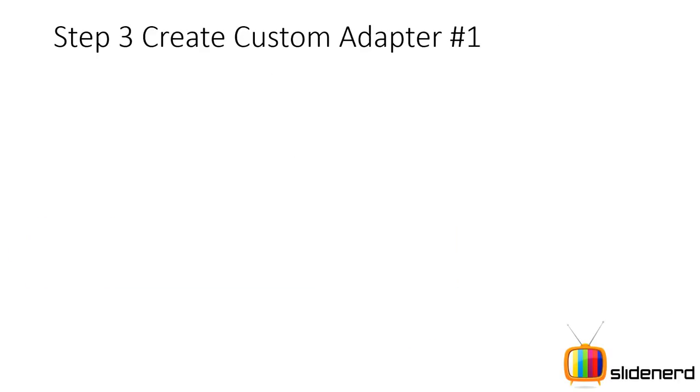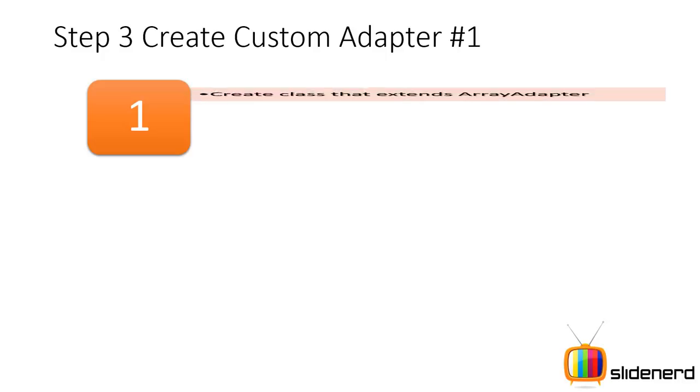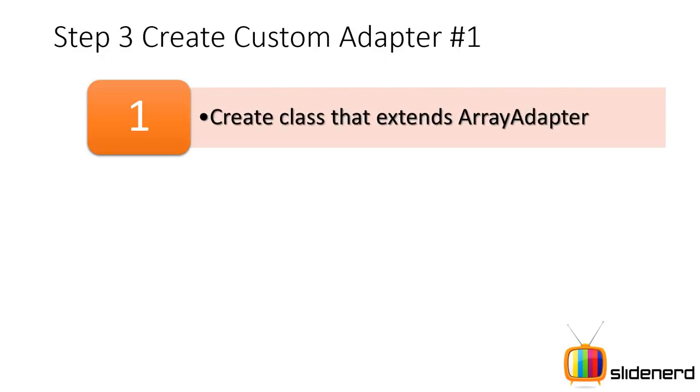Alright, so next step, step 3, create a custom adapter. Now this custom adapter is the one who is going to be responsible for taking the data from those places which you define and putting them inside the appearance for a single row, which remember is that separate XML file I was talking about. So there are 3 steps involved in this. Create a class that extends array adapter. For our case, we are going to extend the array adapter.